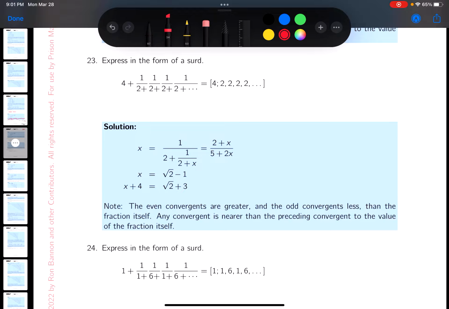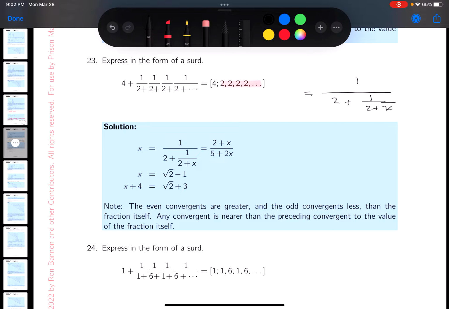Okay, so again, I'm not really worried about the 4. I'm worried about this nested fraction, so to speak. To write it down is to understand what we're looking for. It's nested within itself. And what would that be? 1 over 2 plus 1 over 2 plus, I'm going to say x.